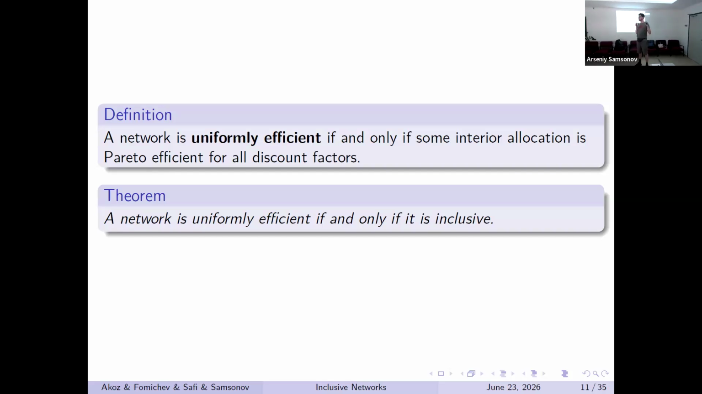One interesting fact about these inclusive networks is that in fact any allocation for them is Pareto efficient, for all discount factors. So if you make some people zero, it will stay Pareto efficient for all discount factors. The implication is that if you're a policy maker, you want to distribute money in a Pareto efficient way. If you know that the network is inclusive, you can do whatever you want and it will be Pareto efficient. But why do you care about interior division?